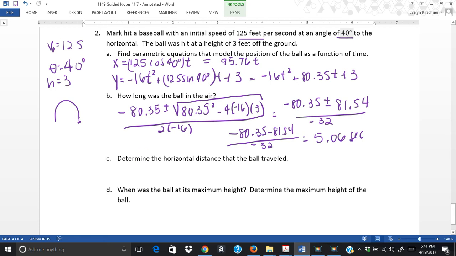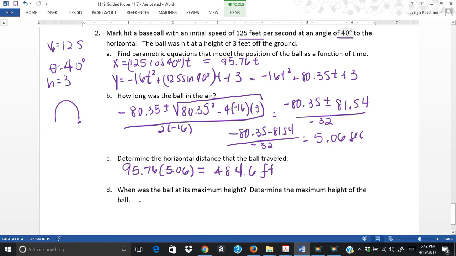Okay, so now I know that because the ball is hit at 40 degrees, it's going somewhere in the horizontal direction, so I want to know that distance. So all I have to do is plug it into my x equation, so that's 95.76 times 5.06, which is approximately 484.6 feet.